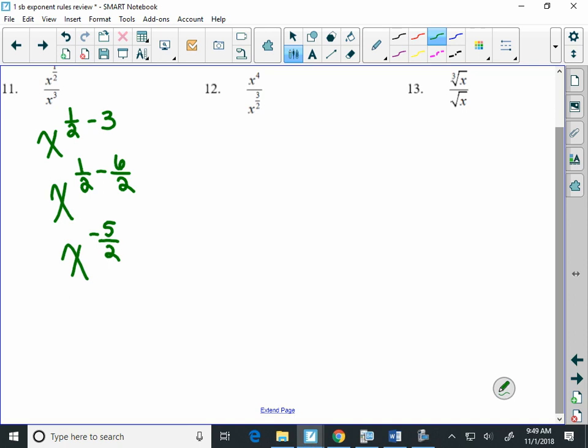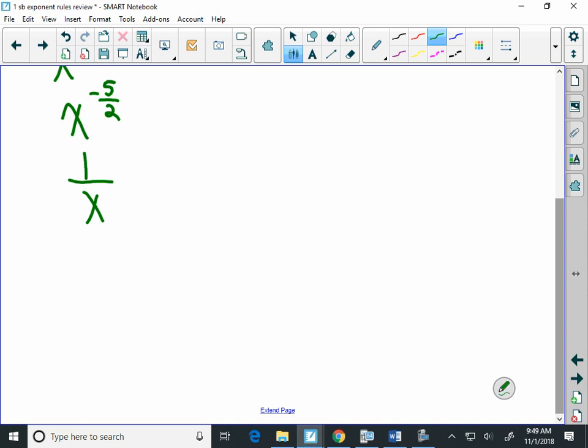There's when we wrote it with a negative exponent. So how do we write this with the positive exponent? Well, positive exponent means that we flip. There's the flip. And then we change the sign on the exponent. So now it's going to be 1 over x to the 5/2.